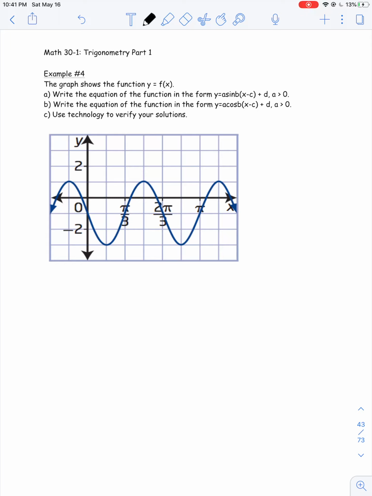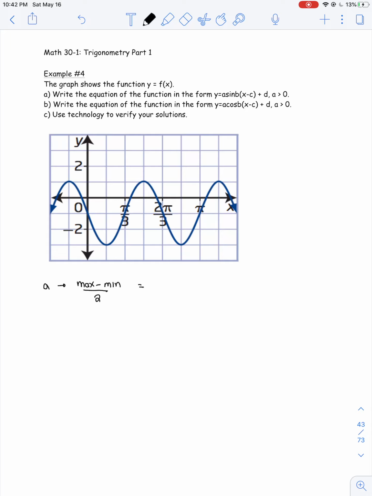Example number 4, it says the graph shows the function y equals f of x. Write the equation in the form y equals sine. For sine and cos, what we'll notice is that the a, the b, and the d are identical for both graphs. The only thing that will change is the c value between them. So then you can always graph them to sketch the idea. First we're going to start by finding the a value, which is your amplitude. That can always be found by taking your max minus your minimum and dividing it by 2.